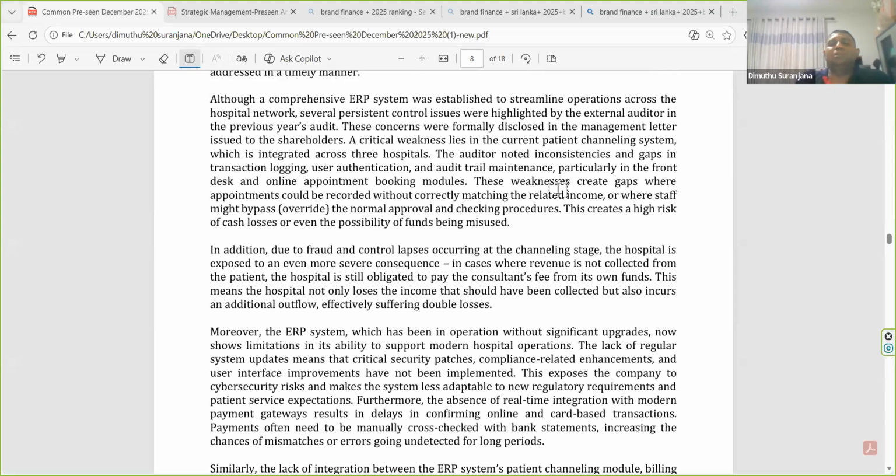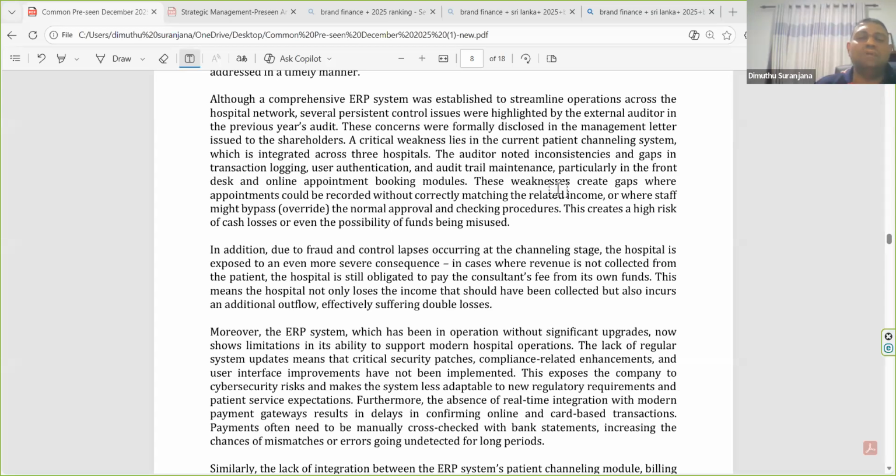Although a comprehensive ERP system was established to streamline operations across the hospital, several consistent concerns were highlighted by the external auditor in the previous year's audit. So the previous year's audit, that means very soon, very close actually. So we can assume that the problem still prevails. These concerns were formally disclosed in the management letter issued to the shareholders. The critical weakness lies in the current patient channeling system, which is integrated across three hospitals. There are inconsistencies and gaps in transaction logging, user authentication and audit trail maintenance, particularly at the front desk and online module. So this connects more with the auditing subject, internal controls anyway. So if you are doing a substantive test, you can identify these weaknesses.